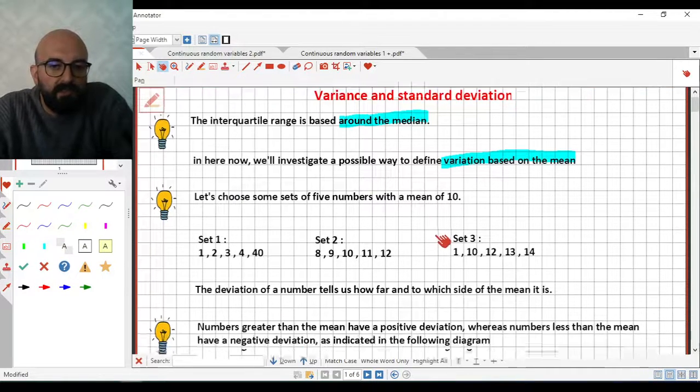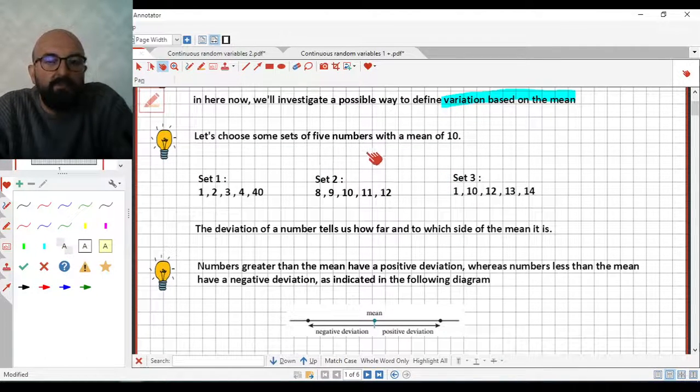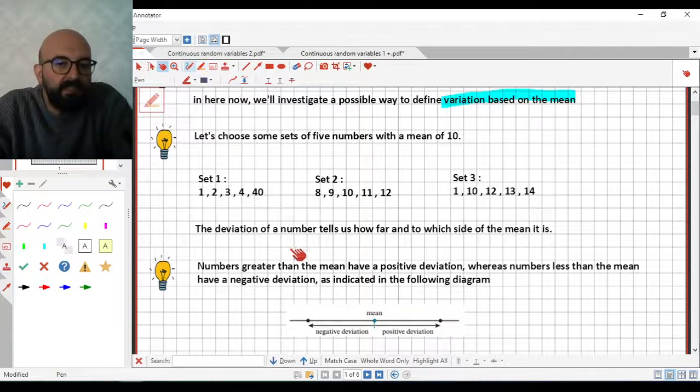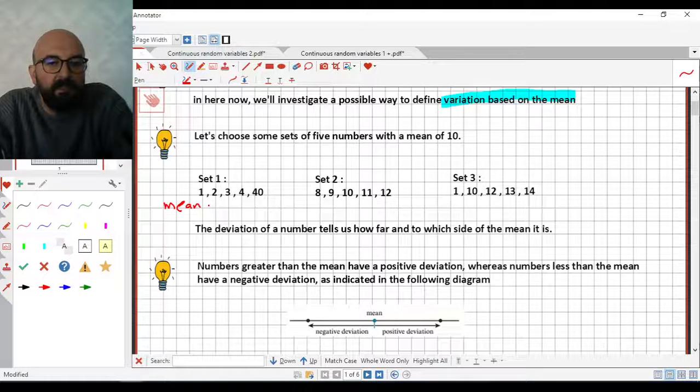Let's choose some sets of 5 numbers with a mean of 10. If you notice, we have 3 sets, and for all sets the mean is 10. For example, for the first one, the mean is 1 plus 2, 3, plus 3, 6, plus 4, 10, plus 40, 50.